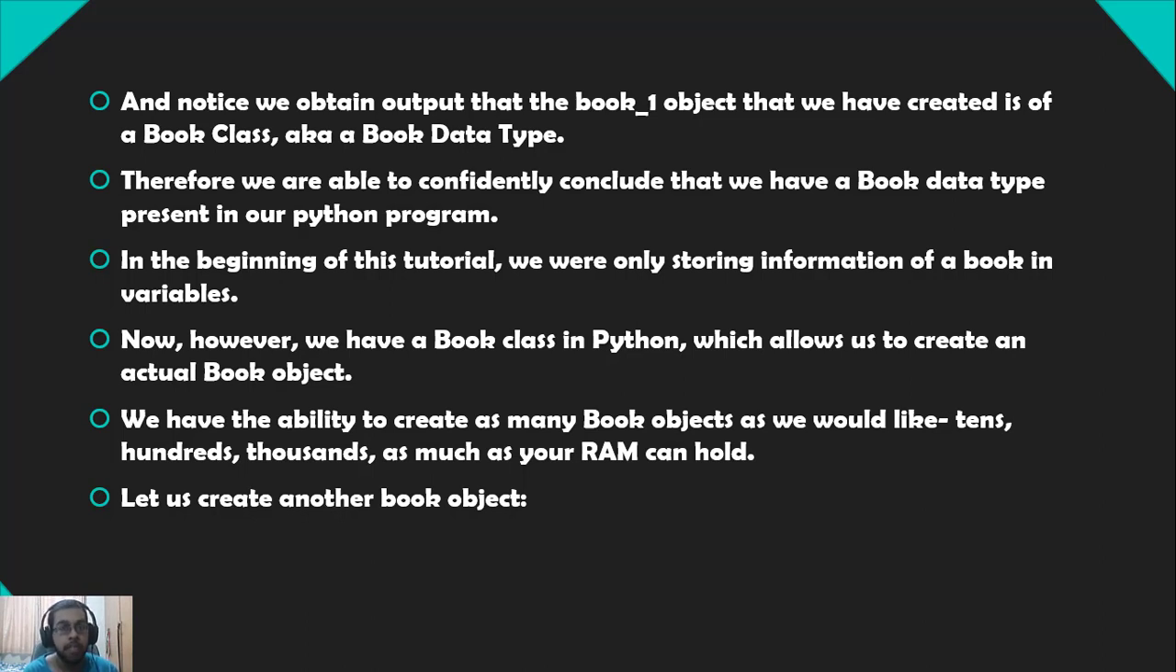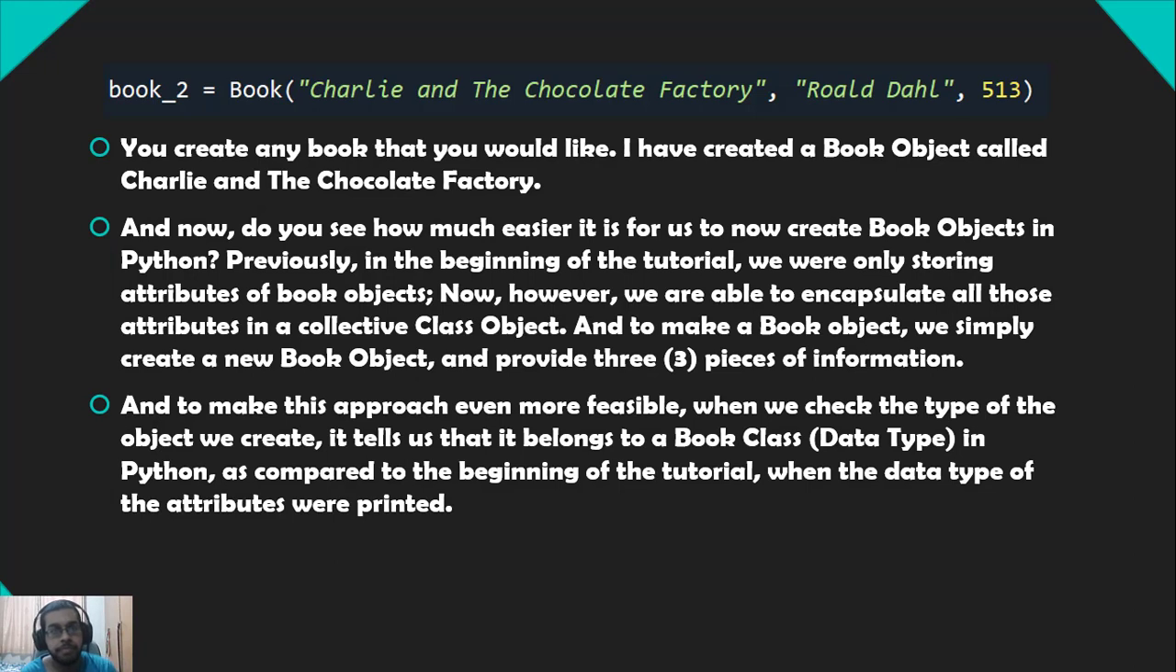In the beginning of this tutorial, we were only storing information of a book in variables. Now, however, we have a Book class in Python which allows us to create an actual book object. We have the ability to create as many book objects as we would like, tens, hundreds, thousands, as much as your RAM can hold. Let us create another book object.